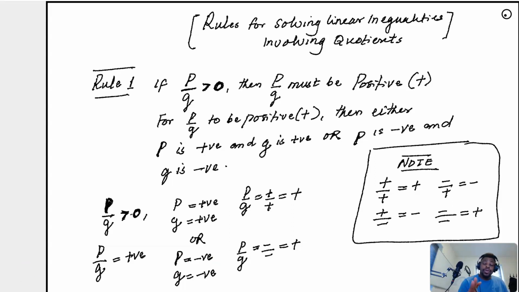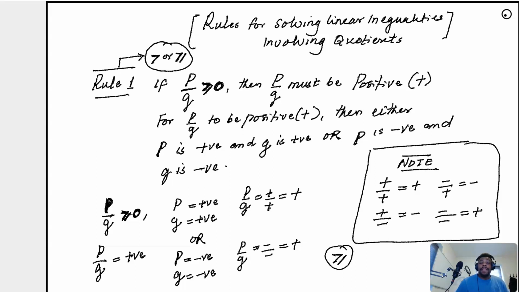Now, one thing you also need to know is that, remember, this is greater than, okay? But this rule also works for greater than or equal to. So all I'm trying to say here is that if you have something like this, the rule also works for greater than or equal to. So rule 1 is simply for greater than or greater than or equal to. Do you understand that? That is rule 1.